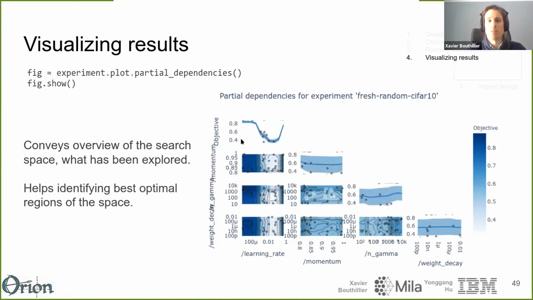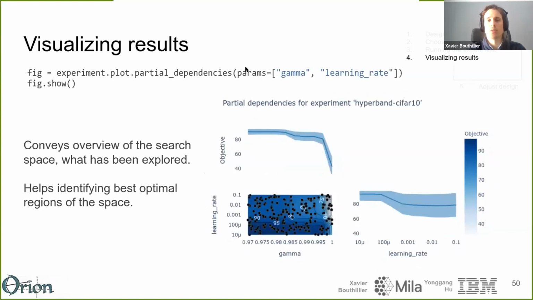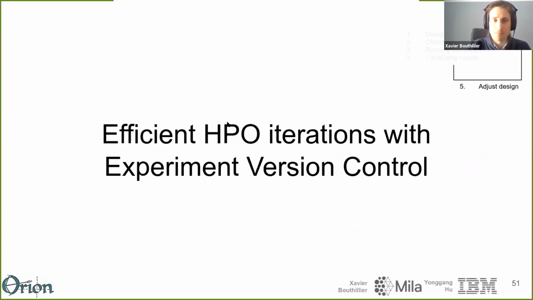Oh yeah, and it may be difficult to visualize the whole space if you have a lot of hyperparameters. So obviously there's a way to select a subset of hyperparameters to just see two, let's say.